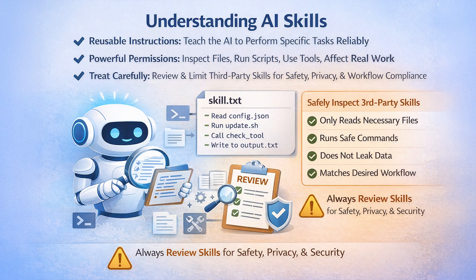Here is the key takeaway. An AI skill is a reusable set of instructions that teaches an AI how to handle one kind of task more reliably. A skill can tell the AI to inspect files, run scripts, call tools, or follow procedures that affect real work. That is really helpful, but it also means a careless or malicious skill can create real problems.